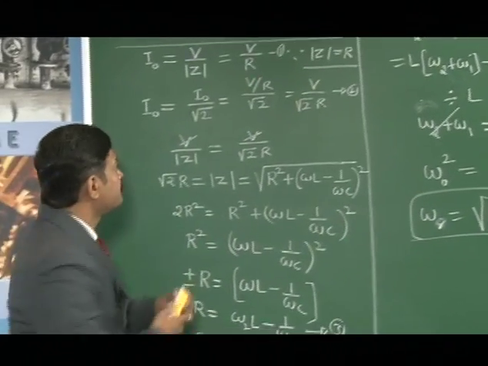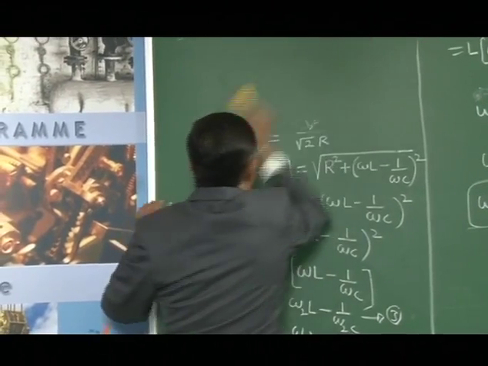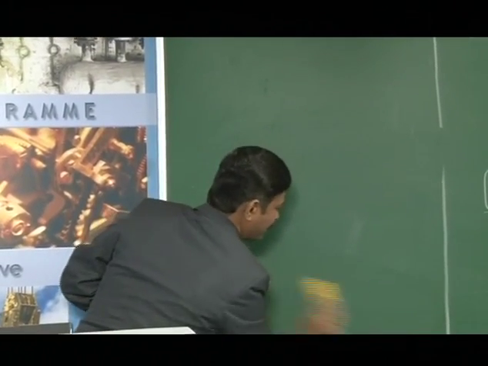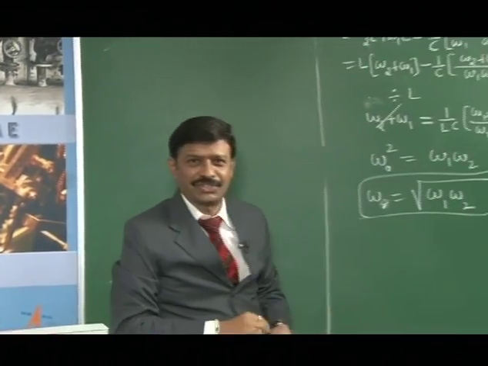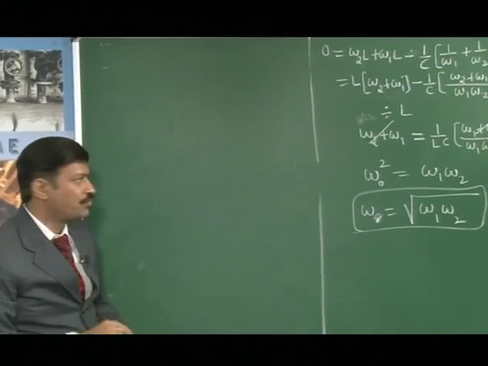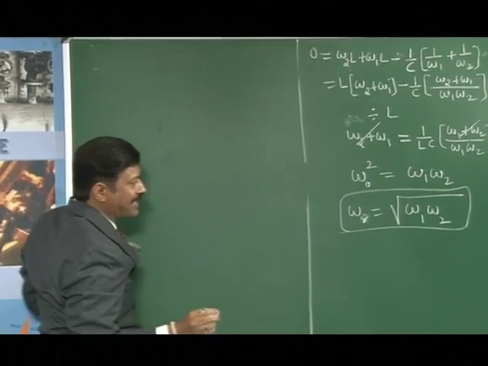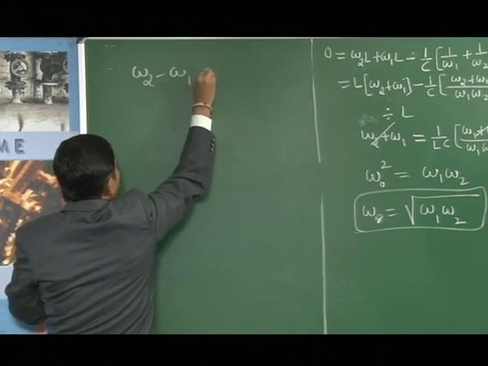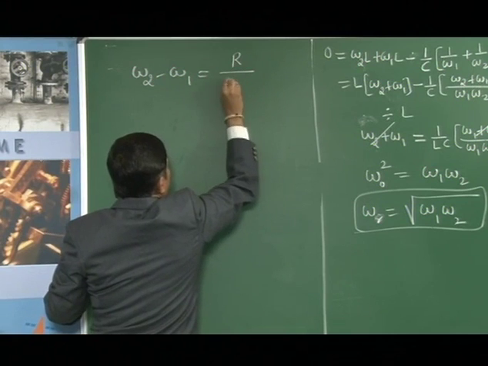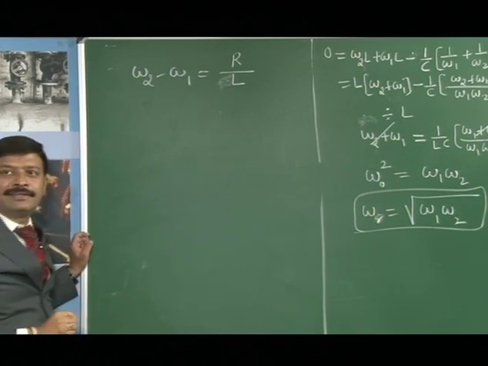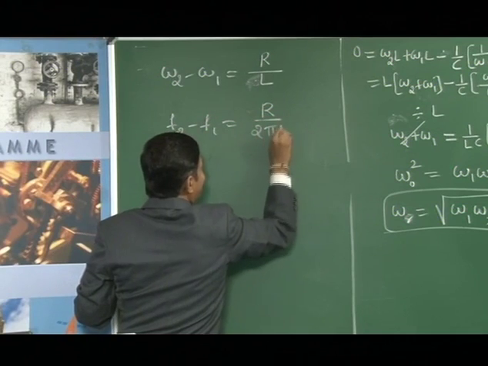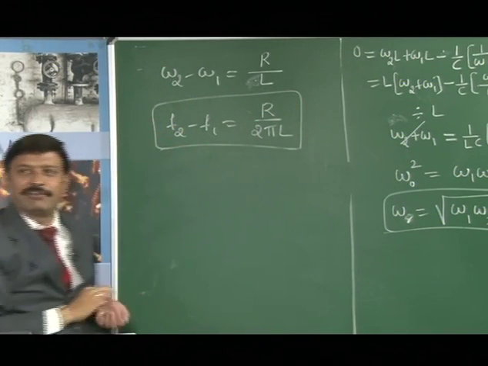Let's continue this. If you compute the subtraction of these two expressions, 3 minus 4, you will get, and finally the bandwidth expression omega 2 minus omega 1 is equal to R by L, and f2 minus f1 is equal to R by 2 pi L. This is the expression for bandwidth.